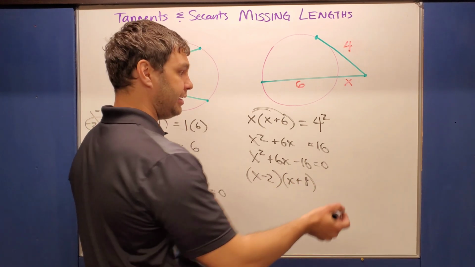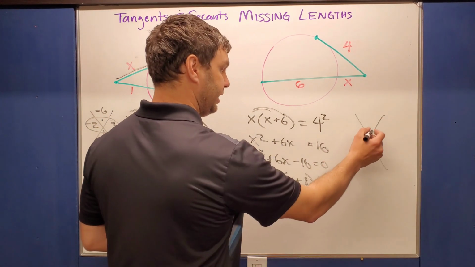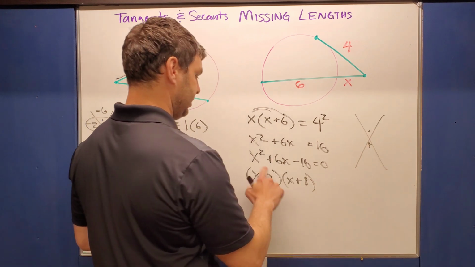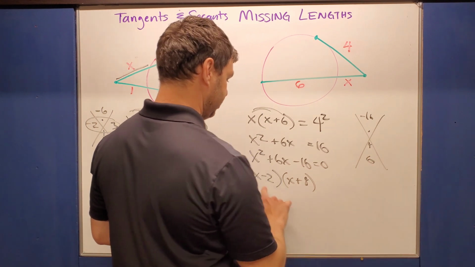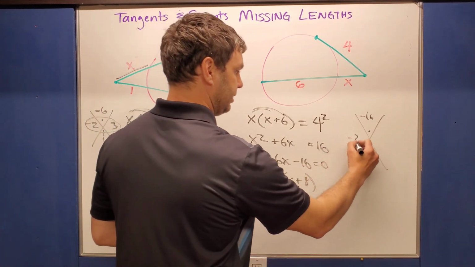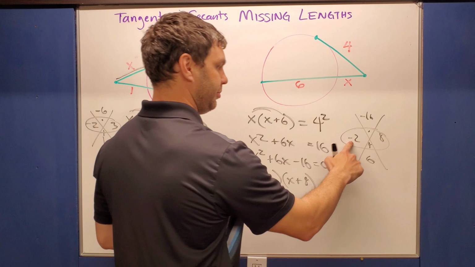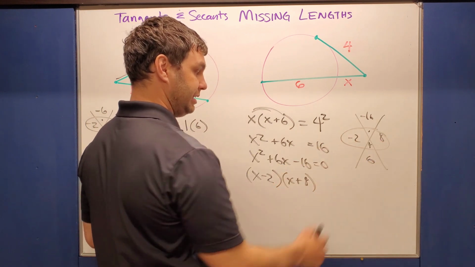If you're not sure about that and you need to do the graphic organizer, you can. Again, that was a 1 times a negative 16. The b term was a 6. And the two numbers that worked were negative 2 and 8. Negative 2 and 8. They multiply to be negative 16. They add to be 6.